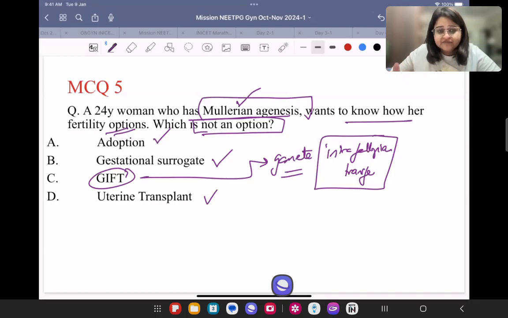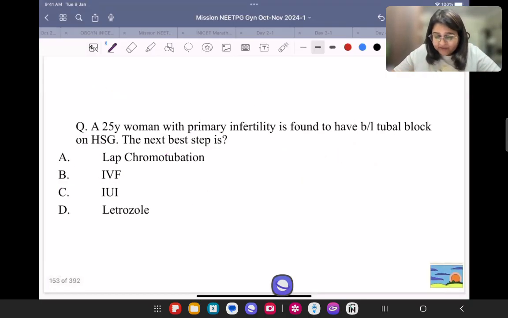And GIFT and ZIFT, the other method was ZIFT. ZIFT is when you put the embryo, zygote intrafallopian transfer, inside the fallopian tube. So putting the sperm or the embryo directly inside the fallopian tube is no longer done now. So this is the answer.